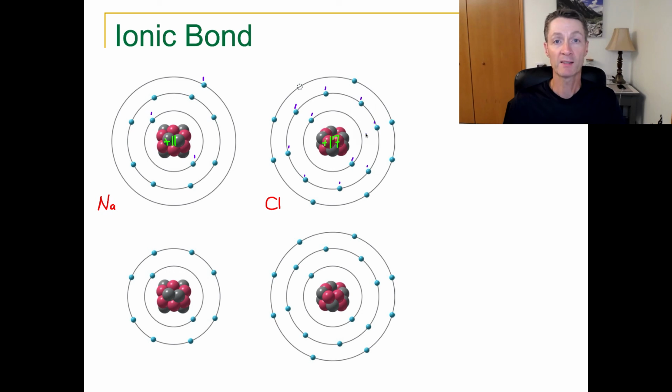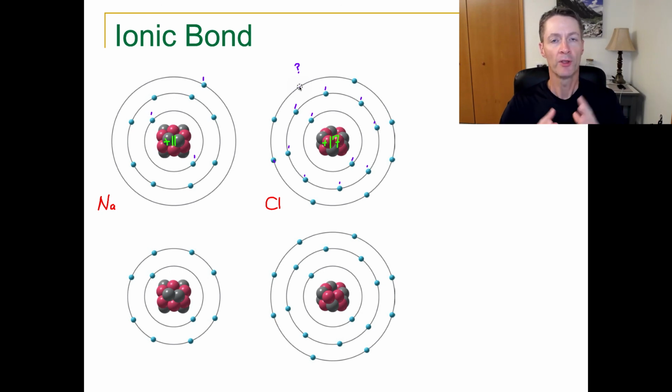All right, that makes 10. Now we have 7 left. So we count them 1, 2, 3, 4, 5, 6, 7. Well, we only need one more, right? So put a little question mark here. We only need one more right here to make this an octet, 8 electrons in that particular outer shell.